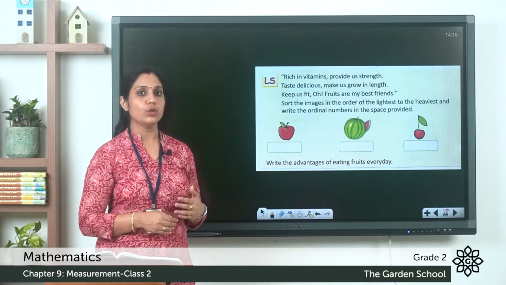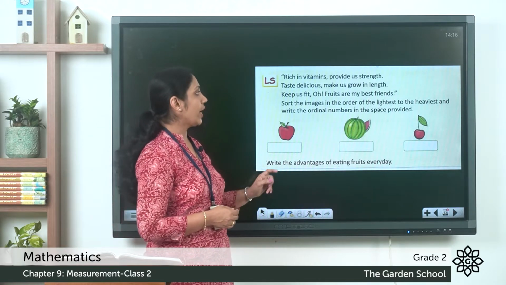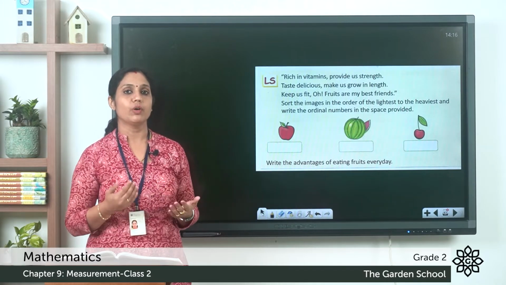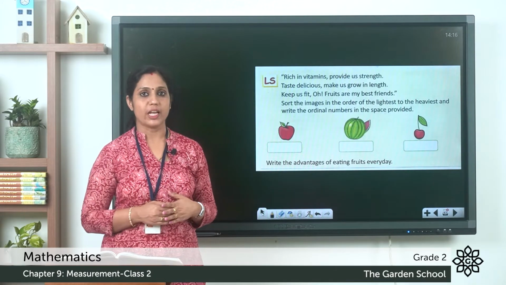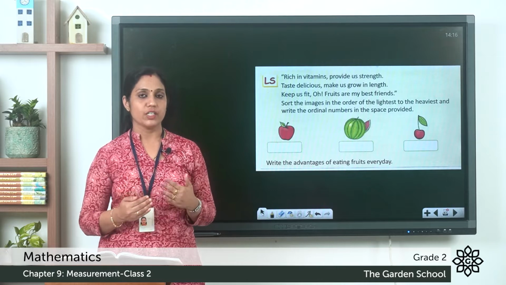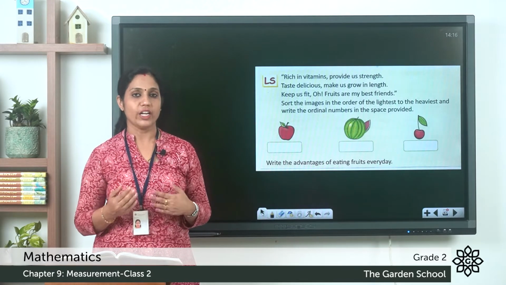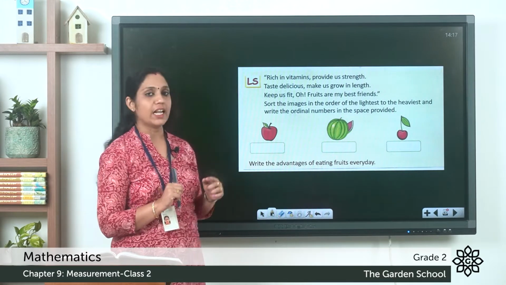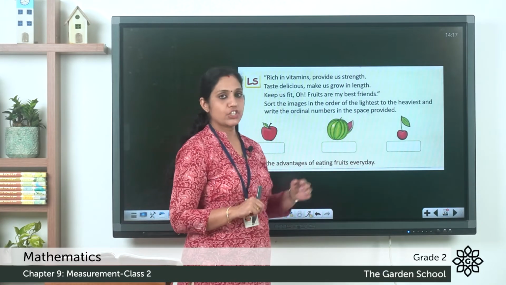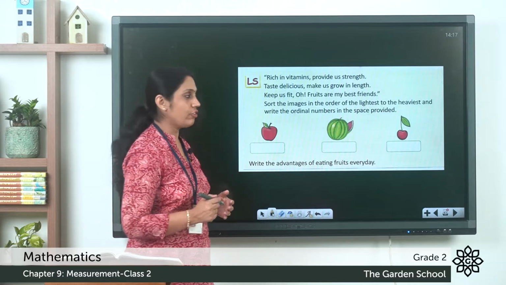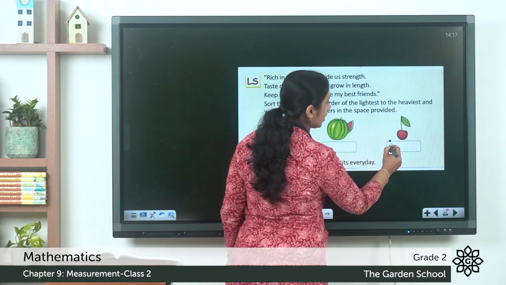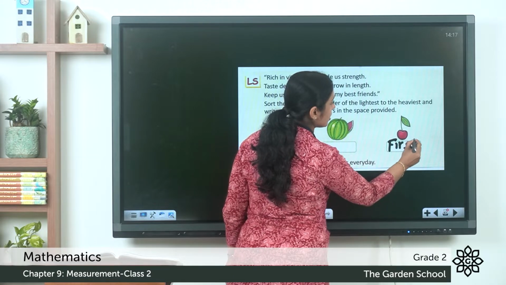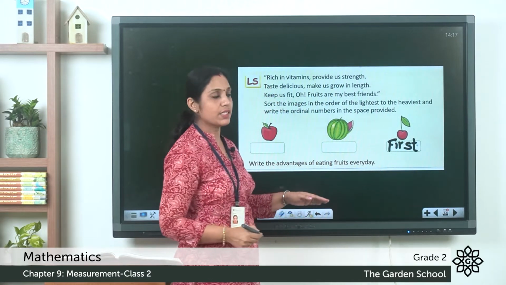After sorting it out, what we have to do? We have to write the ordinal numbers in the space provided. So we have learnt about ordinal numbers in our previous chapter itself. So what is it? First, second, third, they are the ordinal numbers. So we have to write the ordinal numbers. Here the lightest object is this cherry. So we have to write there first. And what's the spelling of first? F-I-R-S-T.